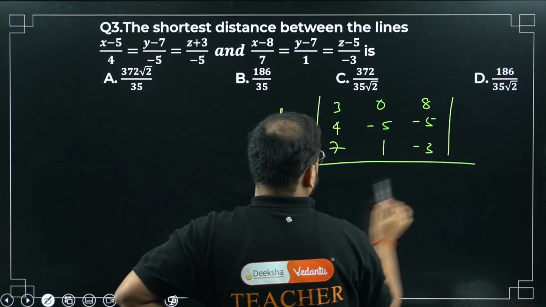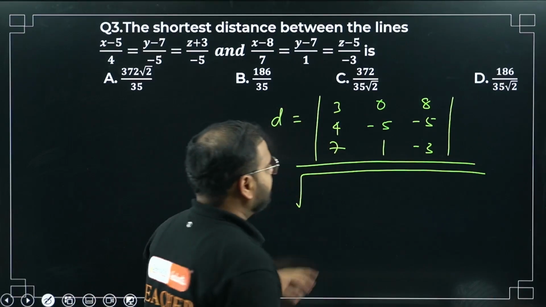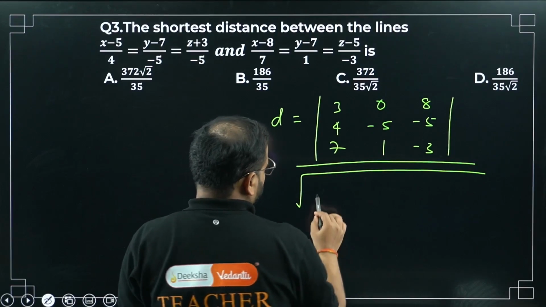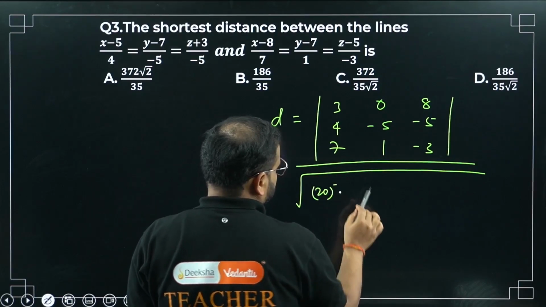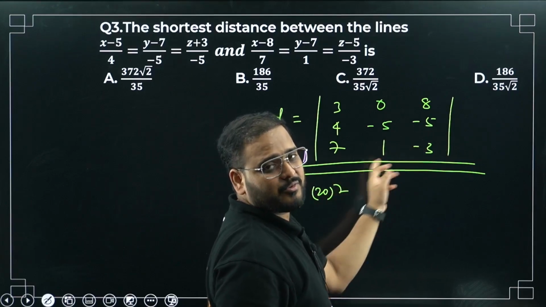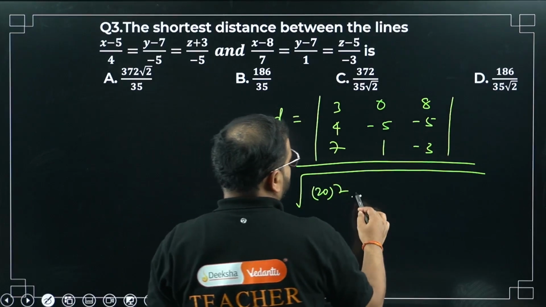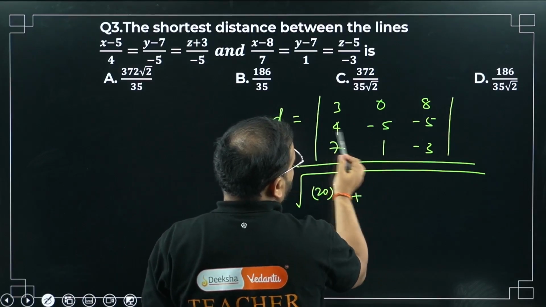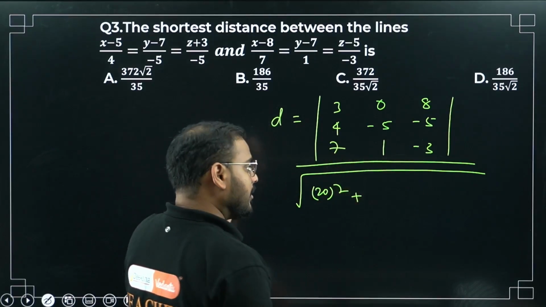Divide by what? Please check. Divide by 5 into 3. How much is that? 15 minus 5. So 20. Please check. 5 into 3 is 15. Minus of 1 into 5, minus 5 becomes plus 5. So 20 square plus. Check with this one. How much I get for this one? 4 into 3, 12. Sorry, yeah, 12.